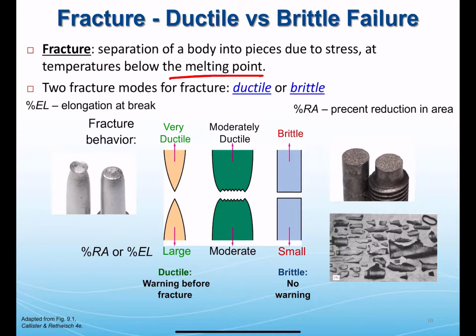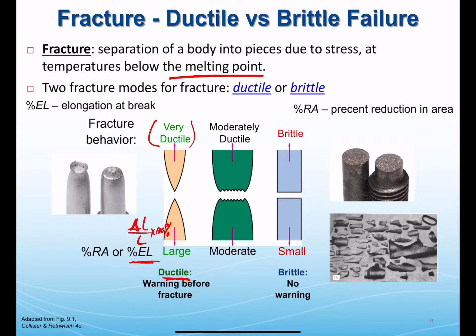Okay, so for very ductile materials like metals, we might expect a lot of plastic deformation and ultimately significant necking until the sample kind of fails into two pieces, and this is characterized as ductile failure. Okay, so here the percent elongation at break, delta L over L times 100%, would be very large for this ductile material. So that ductile failure is characterized by very large percent elongation.